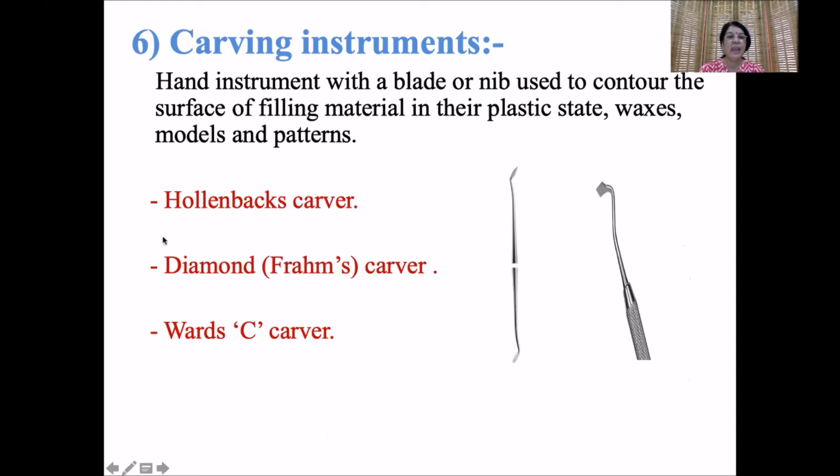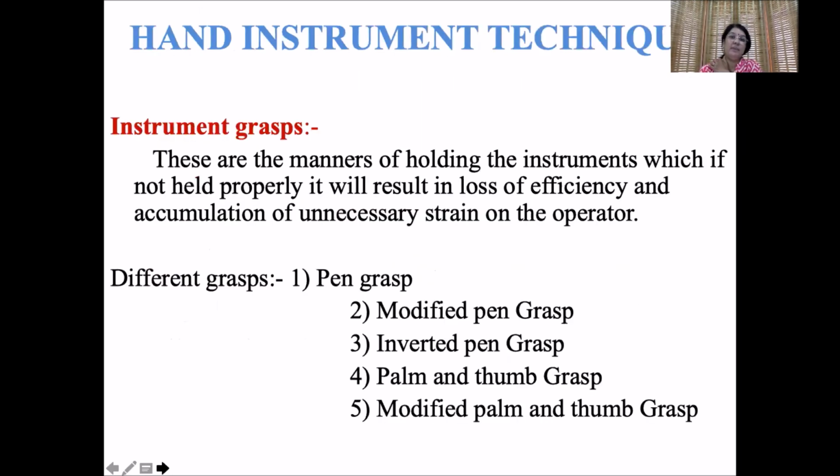You have different types. You have Hollenbach, you have diamond or the Frahm's carver, and you have the Ward's carver. So all these carvers, I think, are covered in your pre-clinic manual also. They come as a short note, so it will be easier for you to read it there.